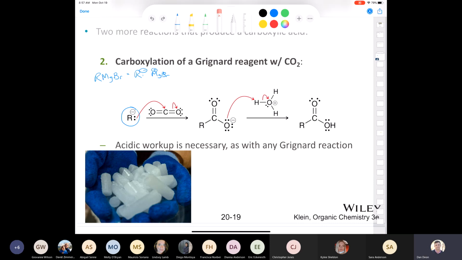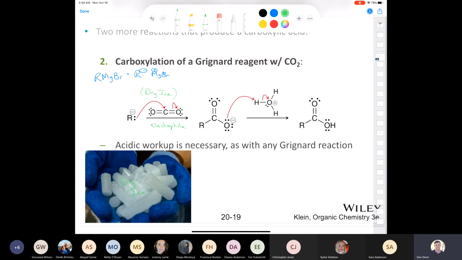If you treat this with dry ice, and that's what this is right here. This is nothing more than dry ice. Well, dry ice is actually a very good electrophile, and a Grignard, of course, is an excellent nucleophile, and so it's going to attack that to make a carboxylate. And so overall, this is a two-step process. First, you form the Grignard, you treat it with carbon dioxide, again, dry ice, and then you protonate that.